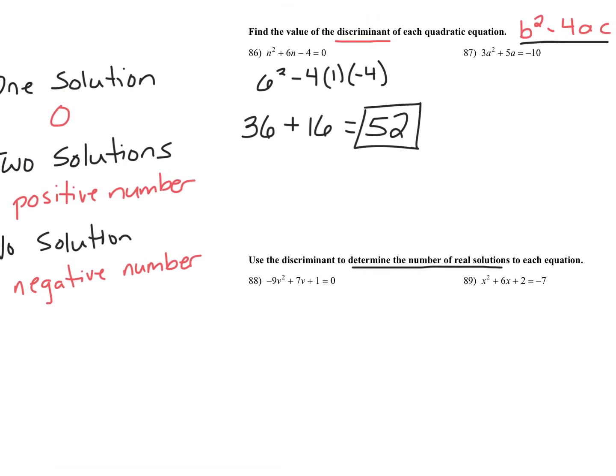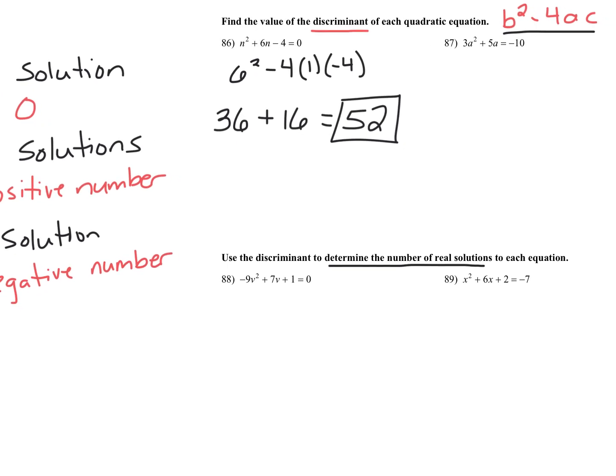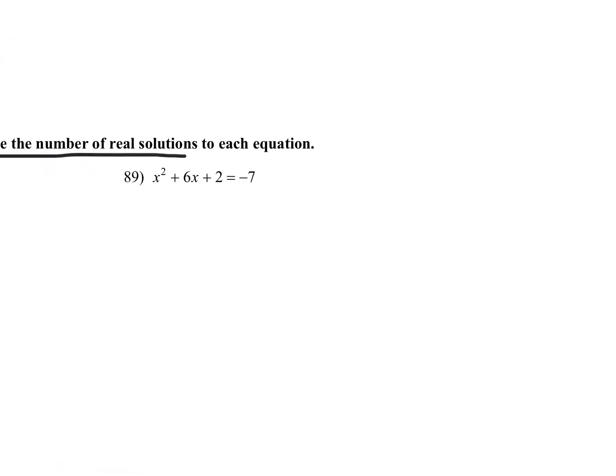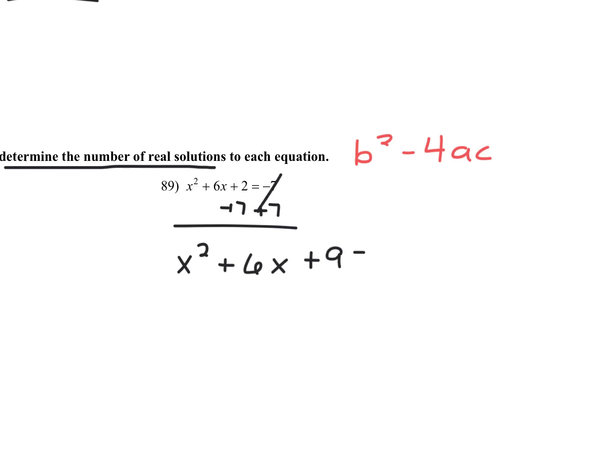Okay, so let's look at 89, for example. The discriminant, remember, it's that b squared minus 4ac. So let's plug that in. What is my b? 6 squared minus 4, what's a? 1. What should I have done first? Yep. Get it equal to 0 first. That's my bad. What should I do to do that? Add 7 to both sides. So x squared plus 6x plus 9 equals 0.